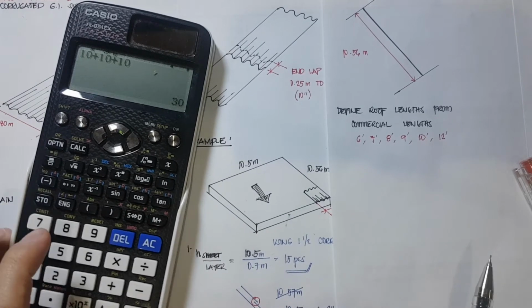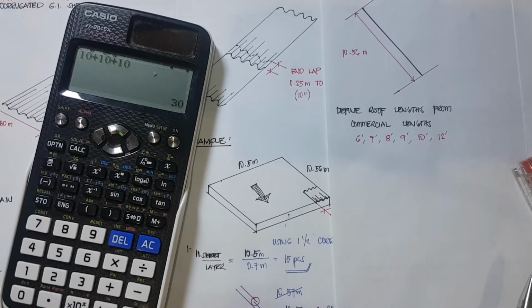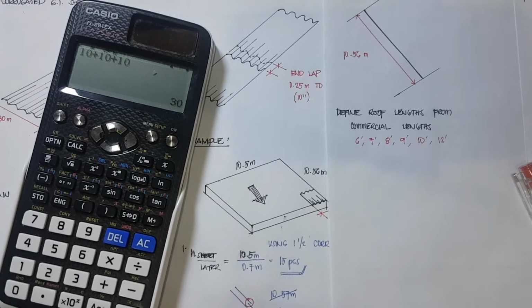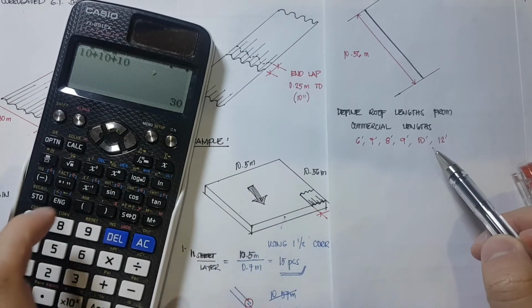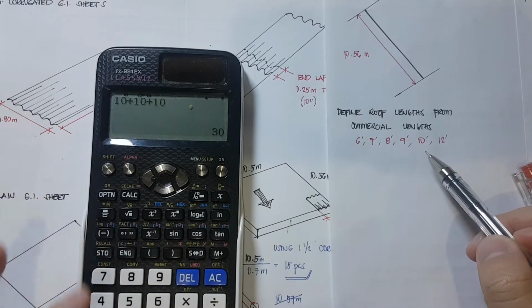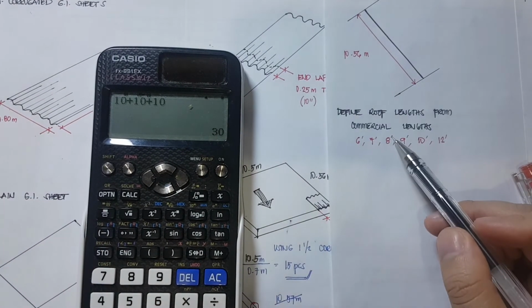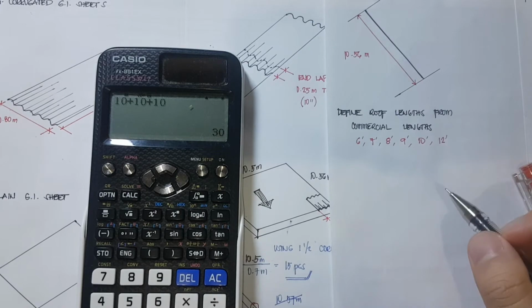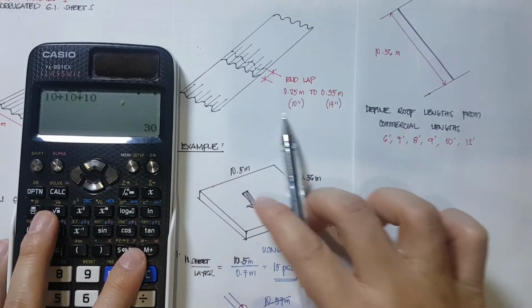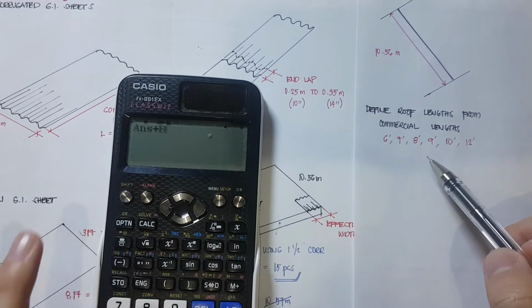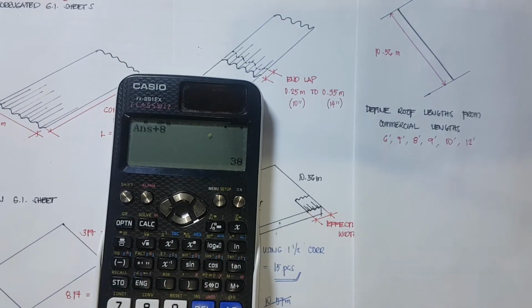More or less from our first computation, 36.32, we need an excess of at least, let's say 2 feet, to be safe. Or we can use the 9, but to be safe, let's try 10. Let's try 8. Or we can use 7 actually, but let's try 8 because we will still be having end laps. So, plus 8, that is 38 feet.